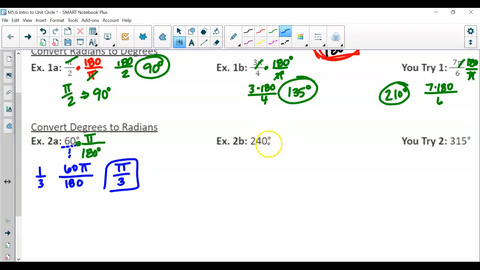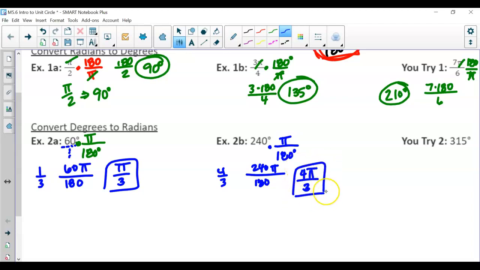So again, we're converting the degree, which needs to be canceled out here. So we're going to write it and divide by 180. So we've got pi to 180. So this is 240 pi over 180. So you can simplify this in the calculator as well, and you are left with 4/3. So here, 240 degrees in radians is 4 pi over 3. Go ahead and pause the video and try the U-try on your own.